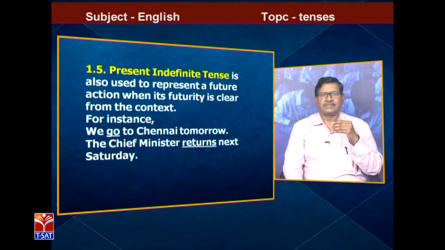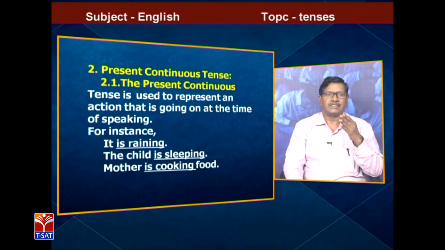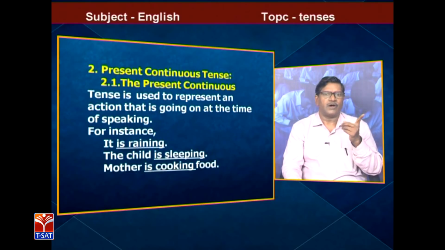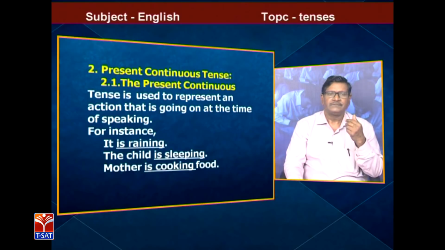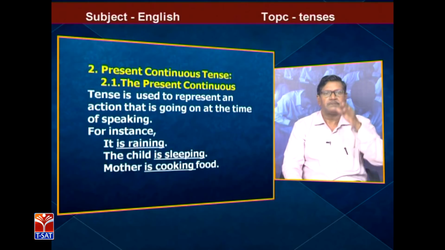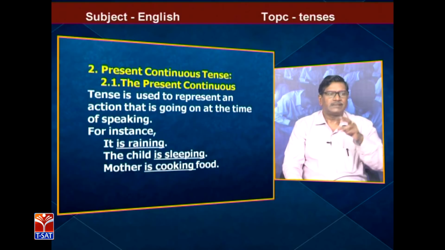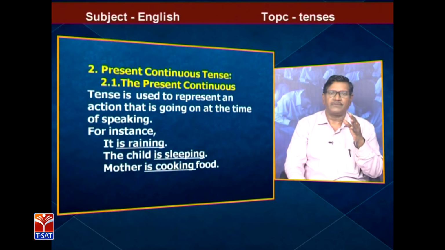Present continuous. This present continuous tense is used to represent an action that is going on at the time of speaking. For instance, it is raining. Varsham padutondi. The child is sleeping. Mother is cooking food. All these things happen at the time of speaking. So, present continuous tense is used to represent an action that is going on at the time of speaking.